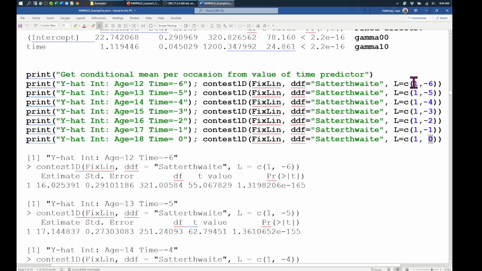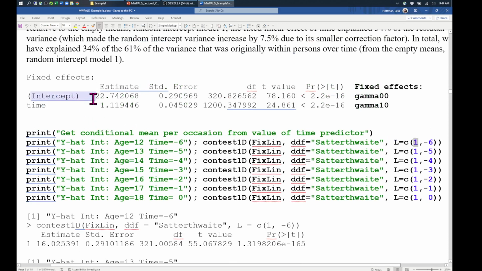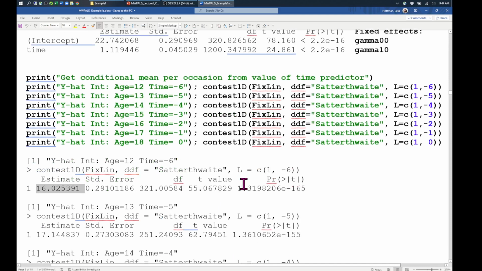So again, these are multipliers of the fixed effect estimates. So this means take 1 times the intercept, 22, plus -6, which is the value of time at that occasion, times the slope. And then it spits out the answer from that linear combination. And the answer is this 16 right here.